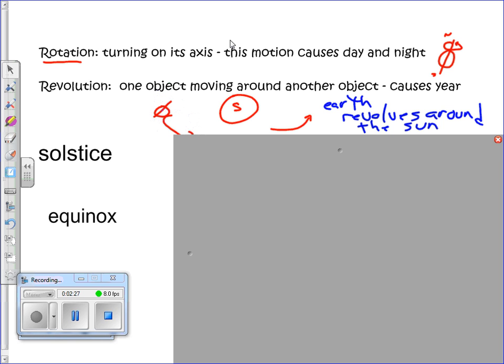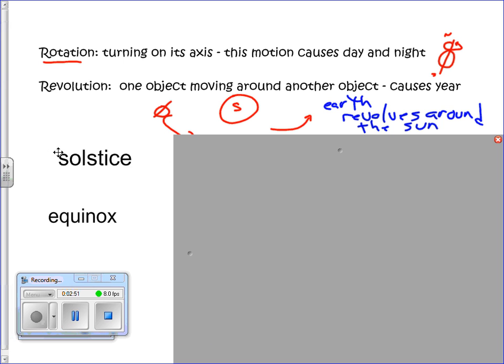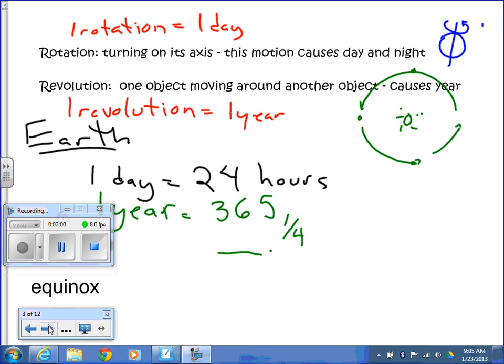So rotation, revolution. The words sound very similar, and the way we use them in everyday life is sometimes different than the scientific way. Make sure you know the difference between these two. I can guarantee you that on the quiz, there will be questions about these two, and which motion causes day and night, and which motion causes a year. All right, we will come to solstice and equinox in a minute, but we are going to skip those for now. So all of these that we talk about today really make a lot more sense when you look at a picture.